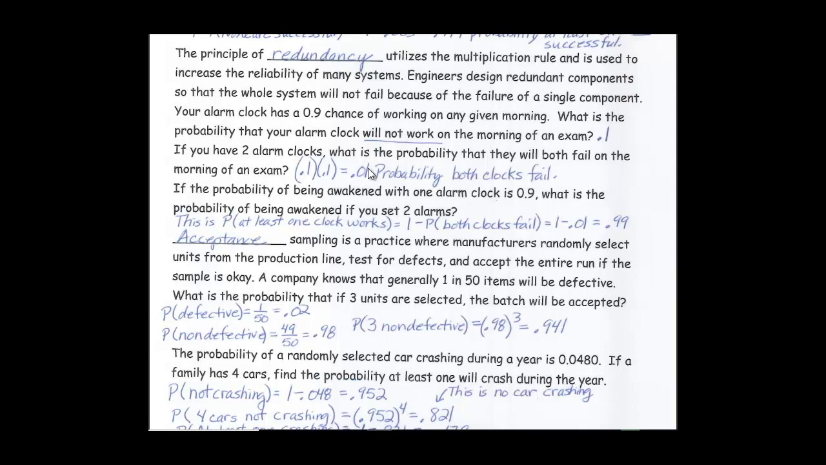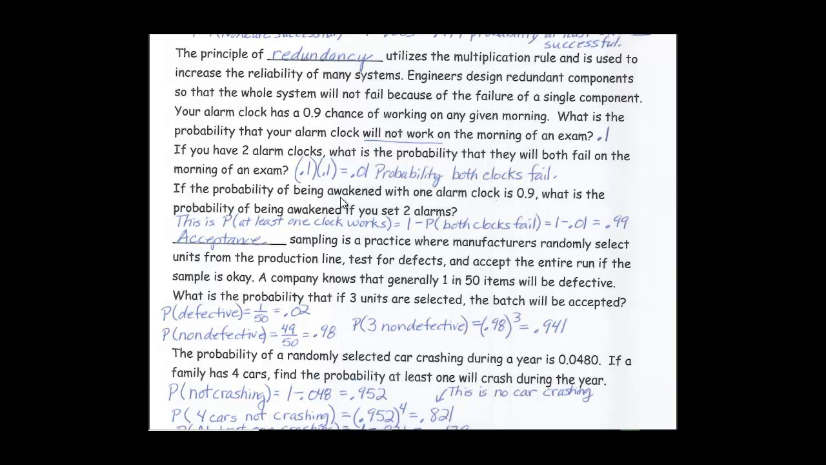Well, just thinking about that, if you have a 100th chance of both clocks failing, the complement of that is 0.99, or 99% chance that one or the other or both of the clocks will work.